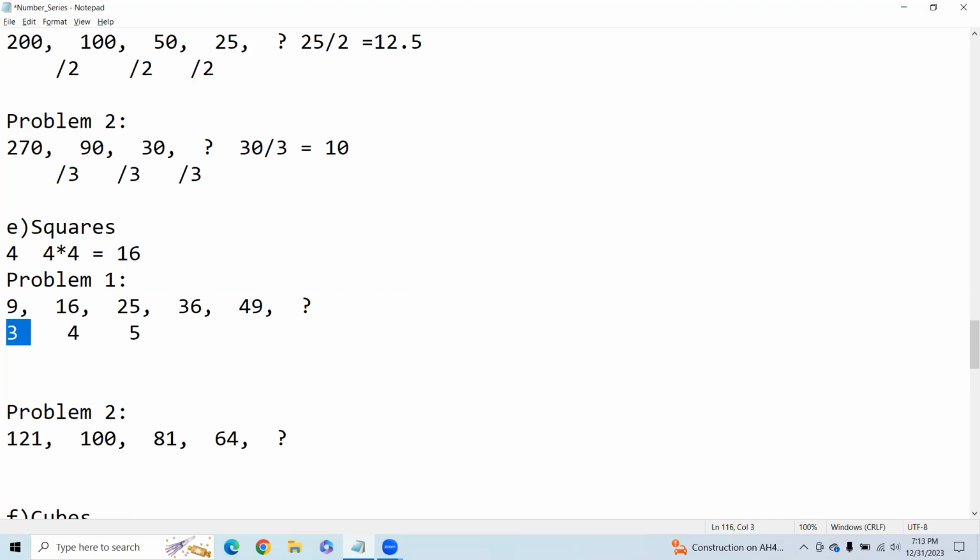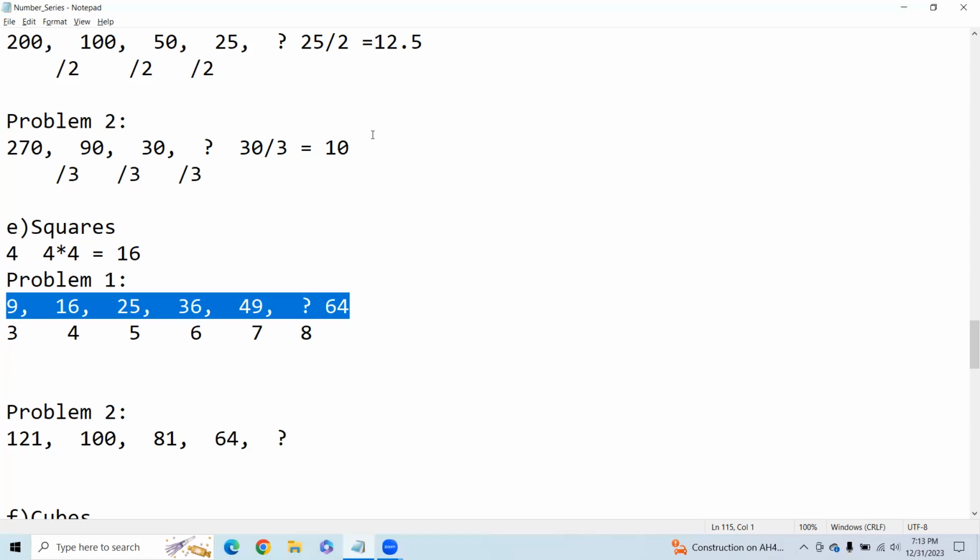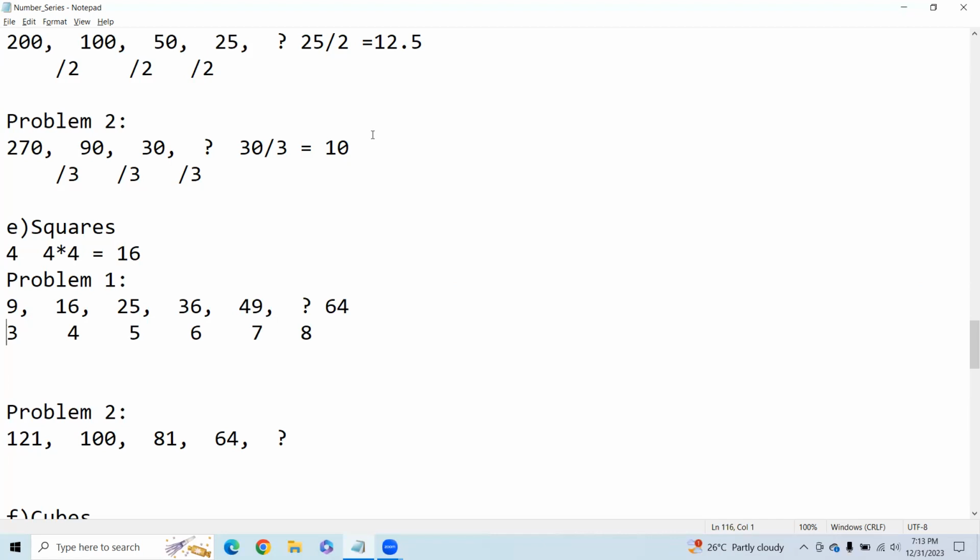So 3 square is 9, 4 square is 16, 5 square is 25, 6 square is 36, 7 square is 49, 7 plus 1 will become 8, and 8 square is 64. So our answer is 64. 9, 16, 25, 36, 49, 64. Here we see 3, 4, 5, 6, 7, 8. Every time we are increasing the number by 1 and doing the square of it.